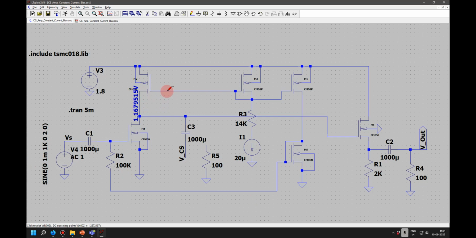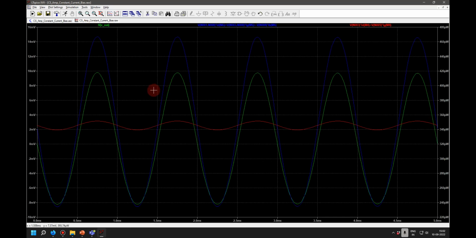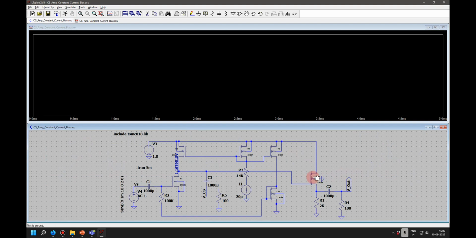Sir, one more thing. When we are connecting 100 ohms at the common drain output, how much power is it taking from the V3? It will consume more power. Sir, can you just plot that? Let me plot the powers.